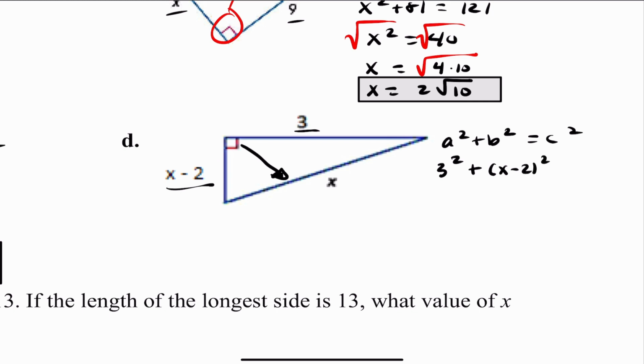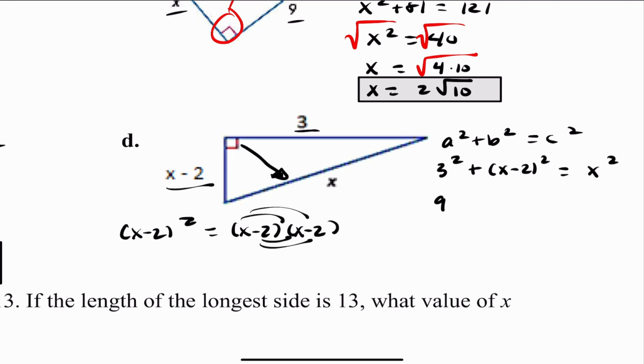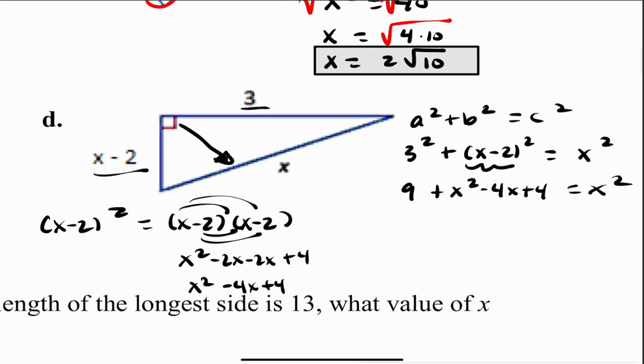is equal to x squared. Make sure you put the parentheses when you have an expression just like this. So 3 squared is 9, and then this x minus 2 quantity squared is essentially x minus 2 times x minus 2. And if I FOIL, I get x squared minus 2x plus 4, which is x squared minus 4x plus 4. So I can rewrite that as 9 plus x squared minus 4x plus 4 equals x squared.